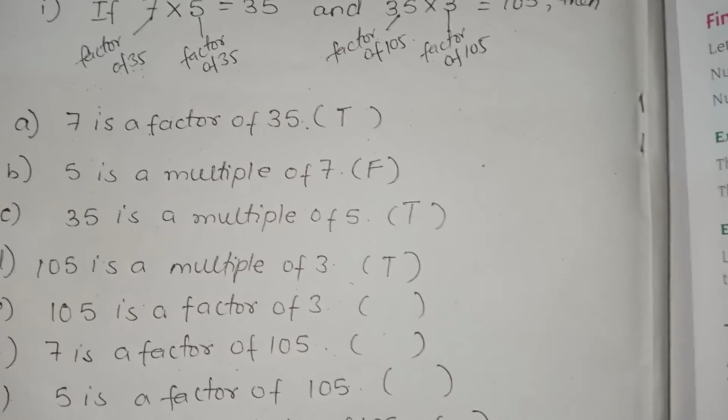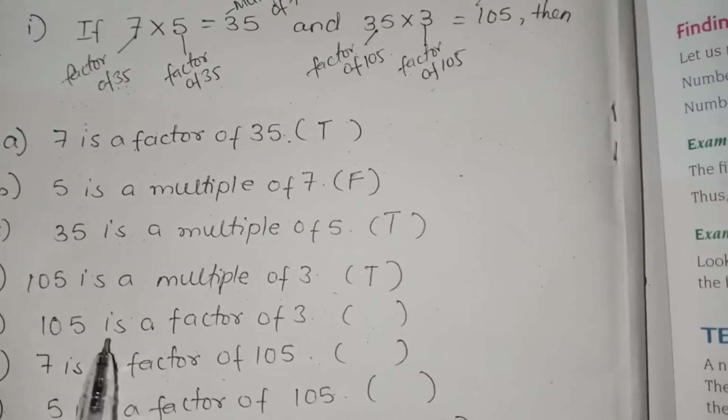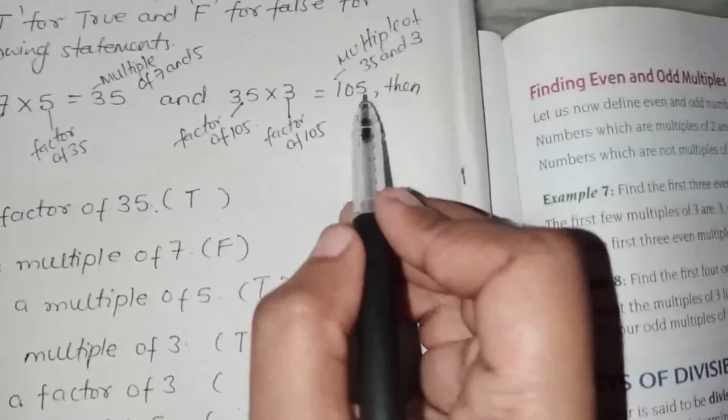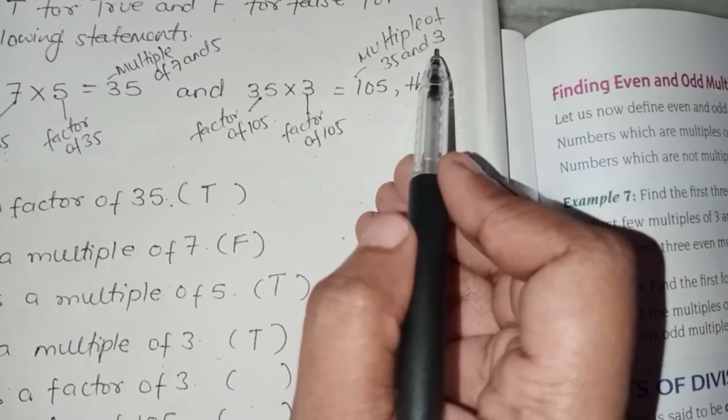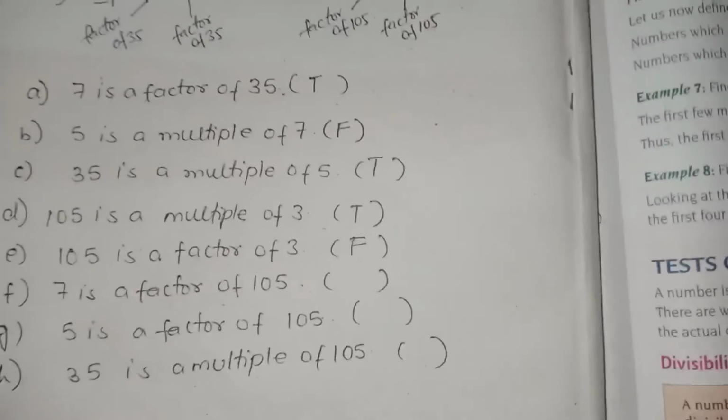I think you are understanding. It is easy to fill, no? Now E. 105 is a factor of 3. No, it is a multiple of 3, not the factor. That means false. Okay.